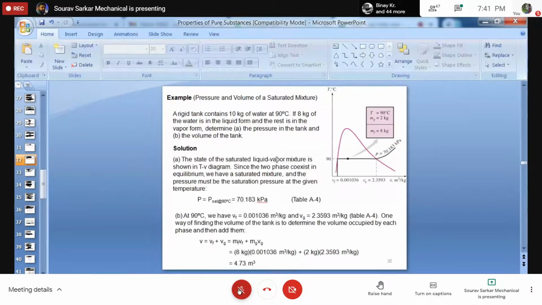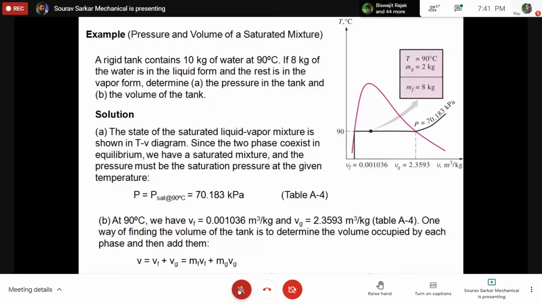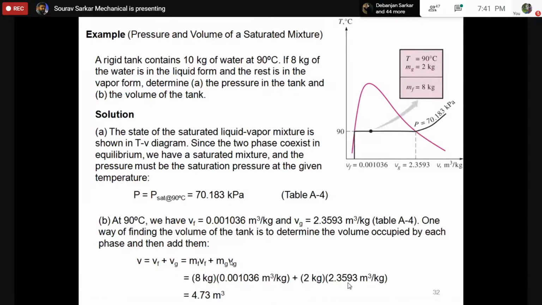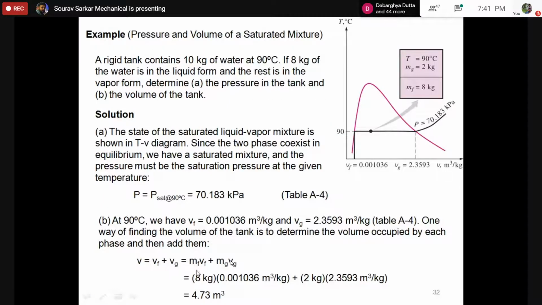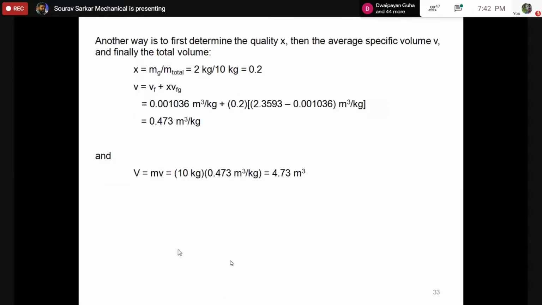Okay, so if they are correct, then if you see the calculation, it is VG plus VF. You know the value of VG, you know the value of VF. So you multiply it with the mass, you will get the final volume, 4.73 meter cube. Or you can calculate in another way, by calculating X. You know X. V equal to VF plus X into VFG.